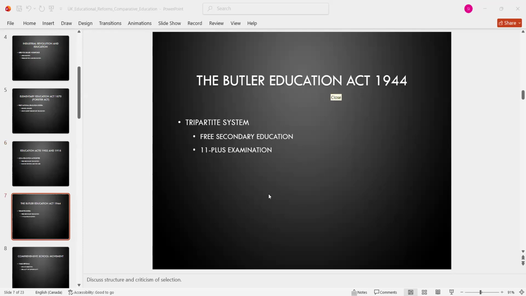In 1944, another act, the Butler Education Act, brought the tripartite system, free secondary education, and the 11 plus examination. During this time, Sri Lanka was under the colonial system, so the UK imposed the same type of education system in Sri Lanka also.